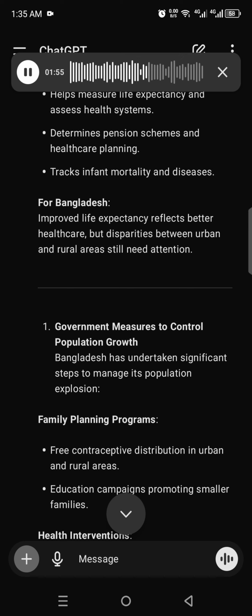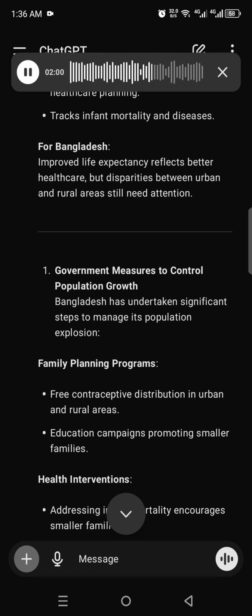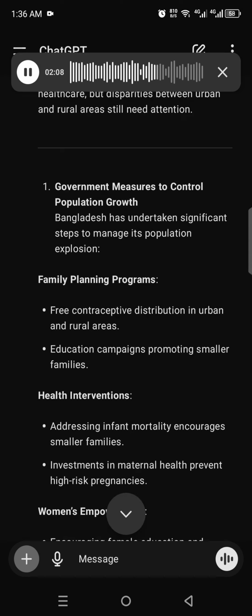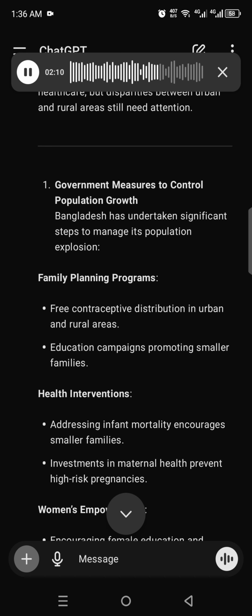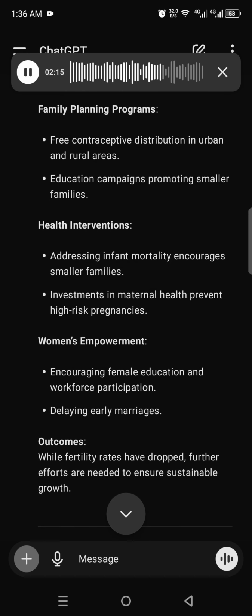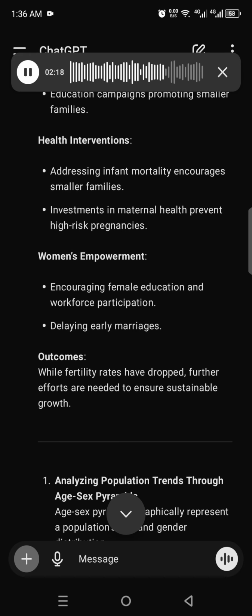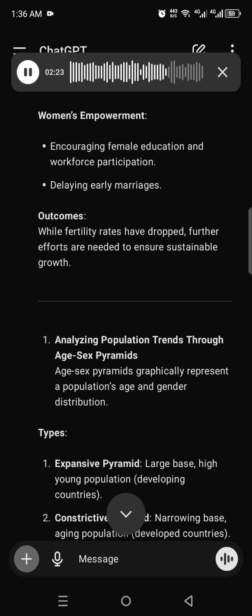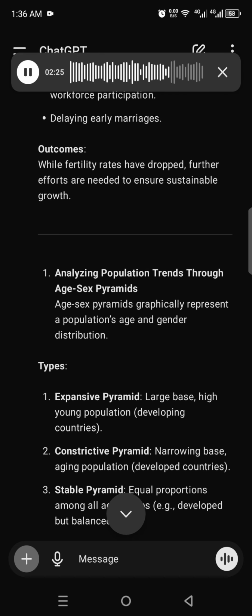29. Government measures to control population growth. Bangladesh has undertaken significant steps to manage its population explosion. Family planning programs: free contraceptive distribution in urban and rural areas, education campaigns promoting smaller families. Health interventions. Addressing infant mortality encourages smaller families. Investments in maternal health prevent high-risk pregnancies. Women's empowerment: encouraging female education and workforce participation, delaying early marriages. Outcomes. While fertility rates have dropped, further efforts are needed to ensure sustainable growth.